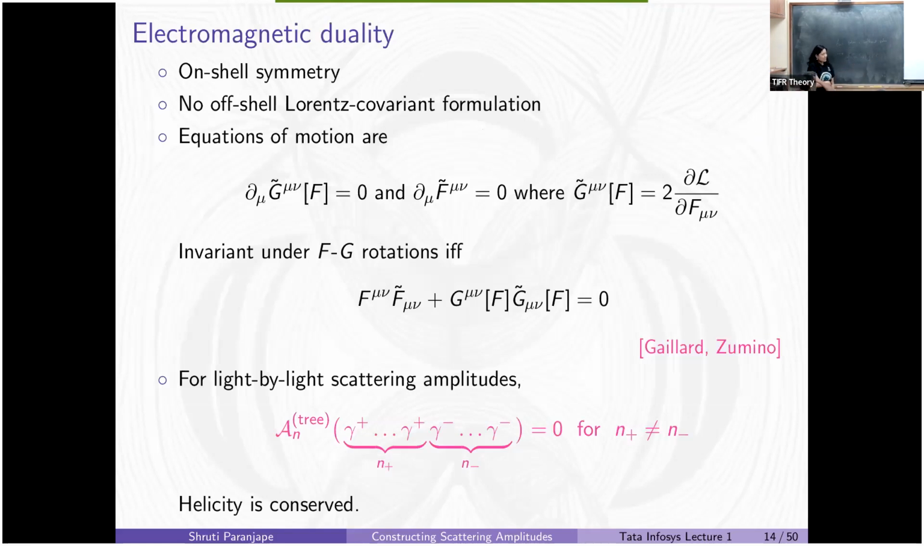Last statement, what was it? Amplitudes, and that the number of positive and negative helicity particles have to be equal for Born-Infeld to give you a non-zero amplitude. I see. And how did that follow from what you said before? It doesn't yet. Okay. Yeah. So it's a property of Born-Infeld. Okay.